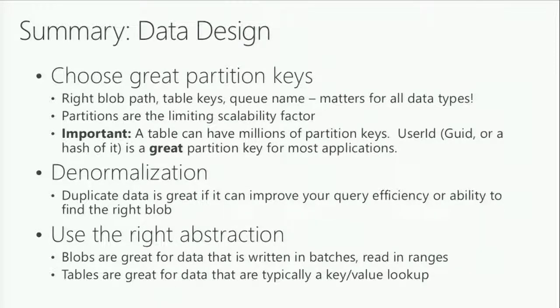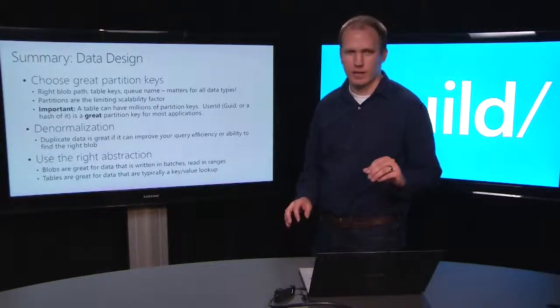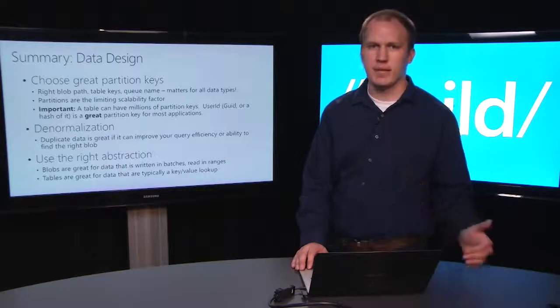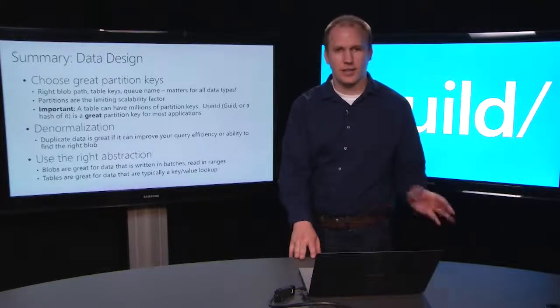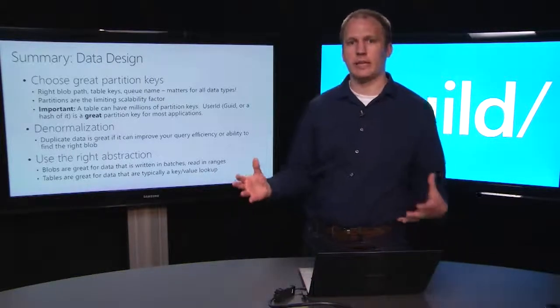So in summary, when we're looking at designing our data across all the different servers, you want to choose a great partition key. That can be the blob path, the table keys, the queue name. It really matters for all the data types because partitions end up being the limiting scalability factor. As long as you spread your data across partitions, you're going to get great scalability out of Azure Storage. As I said before, a table or blob storage, any of these can have millions of partition keys. So don't be afraid to use user IDs, GUIDs, anything like that as your partition key. It allows for really even load balancing.